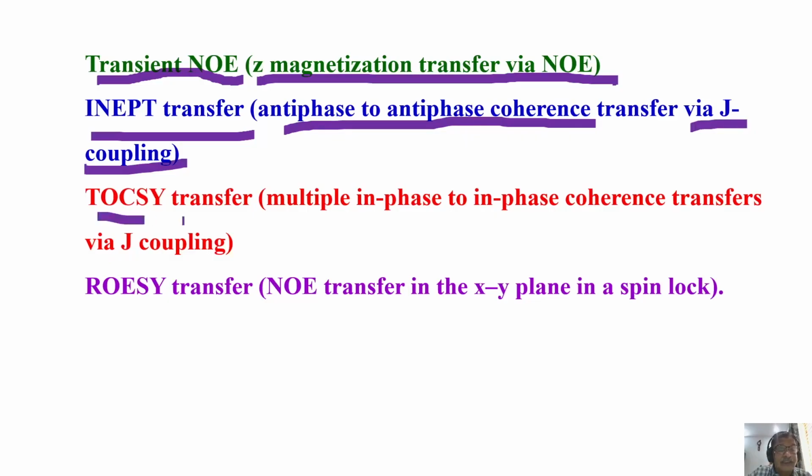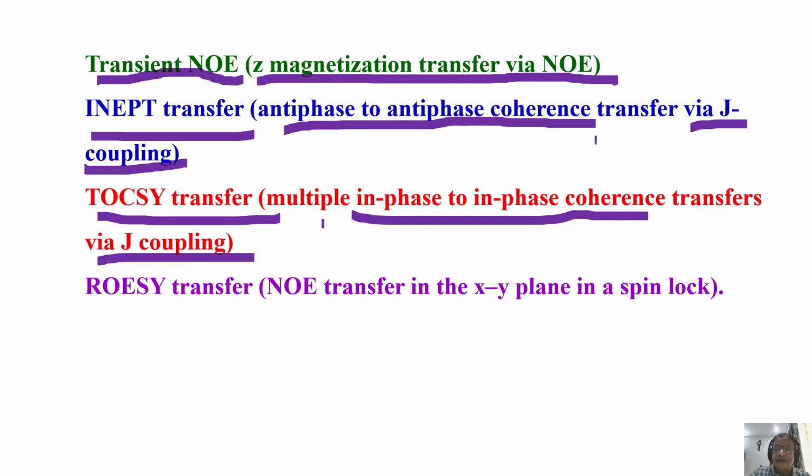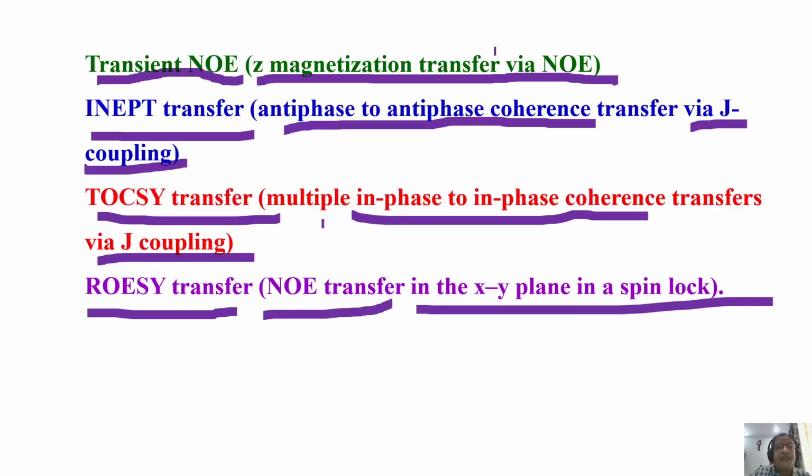You can go to TOCSY, total correlation, another experiment which we discussed. Here, multiple in-phase to in-phase coherence transfer takes place. That is another interesting thing. Again, through J coupling. This is through space, this is through J, this is through J. There is a ROESY experiment. Again, NOE transfer takes place, in this case in the XY plane. Here it is the Z plane, Z axis. Here, the XY plane, this is spin lock.